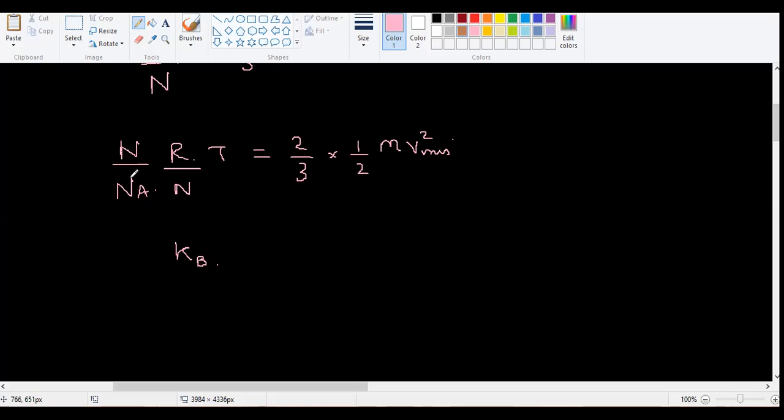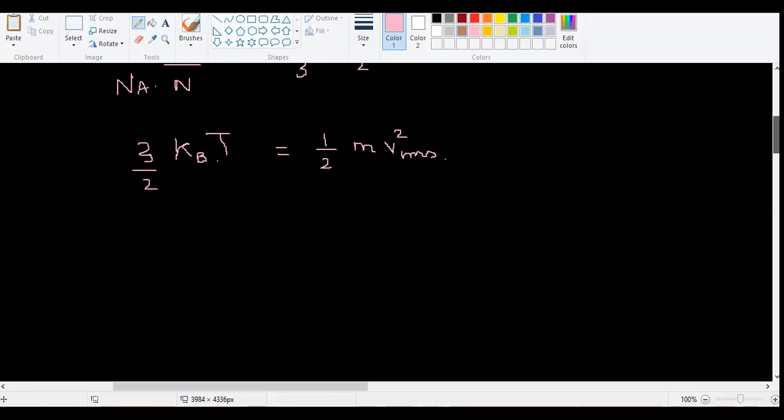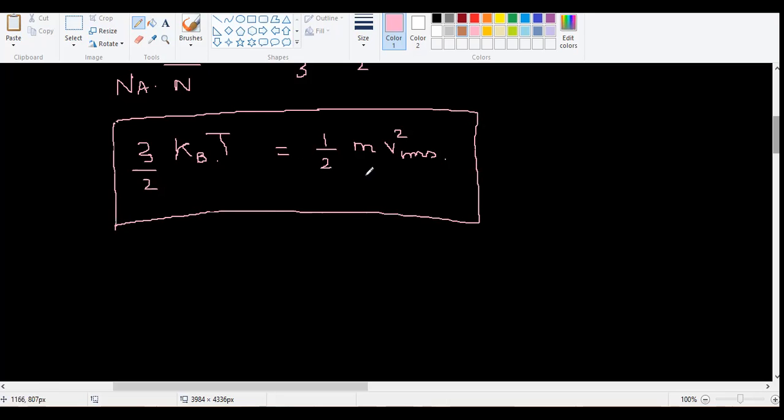Okay. R is a constant, Na is a constant. So R by Na I already gave you. Go back and check your notes. R by Na is another constant called Boltzmann constant. This is your absolute temperature. This 3 by 2, 2 by 3 becomes 3 by 2 on this side. So that's a very, very important relationship. This gives you the relationship between the speed of the molecules and the temperature.